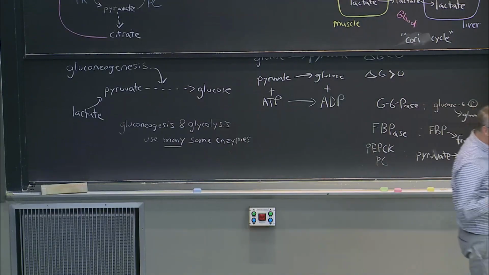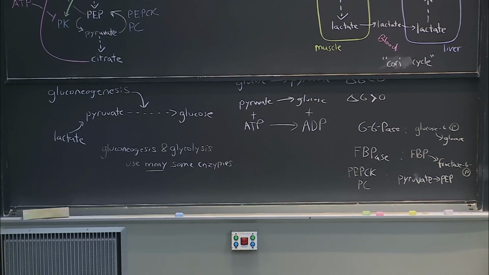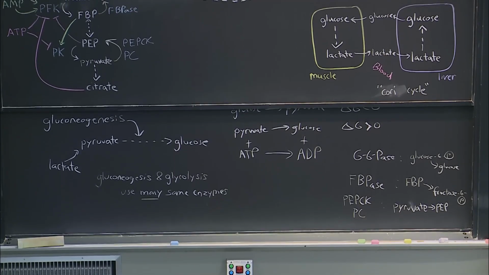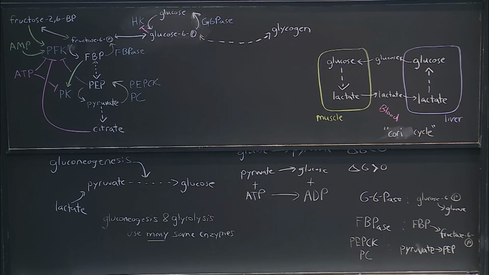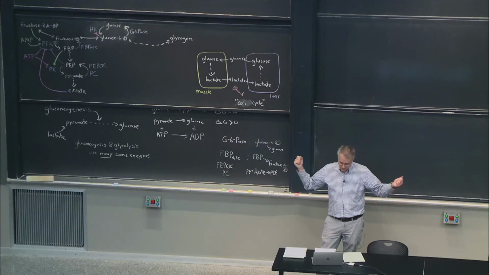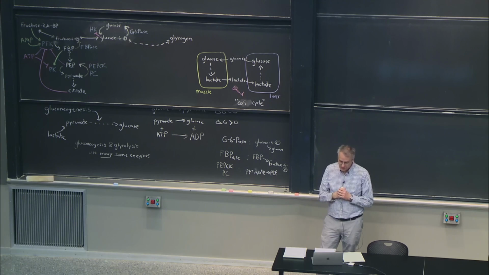Okay. Now, of course, if you think back, we're also going to need to balance electrons in the pathway. Remember, glucose to pyruvate is an oxidation reaction. That is, we're generating NADH. That means to go in the reverse direction, we need a source of NADH to reverse that GAPDH reaction.